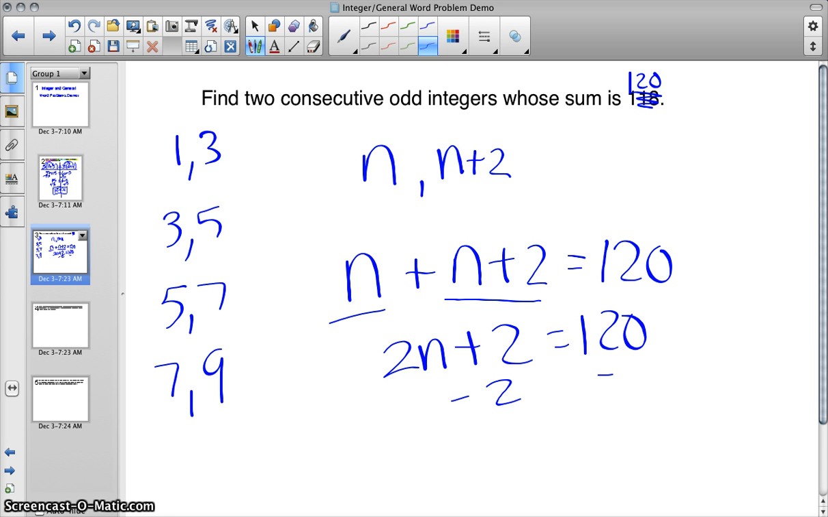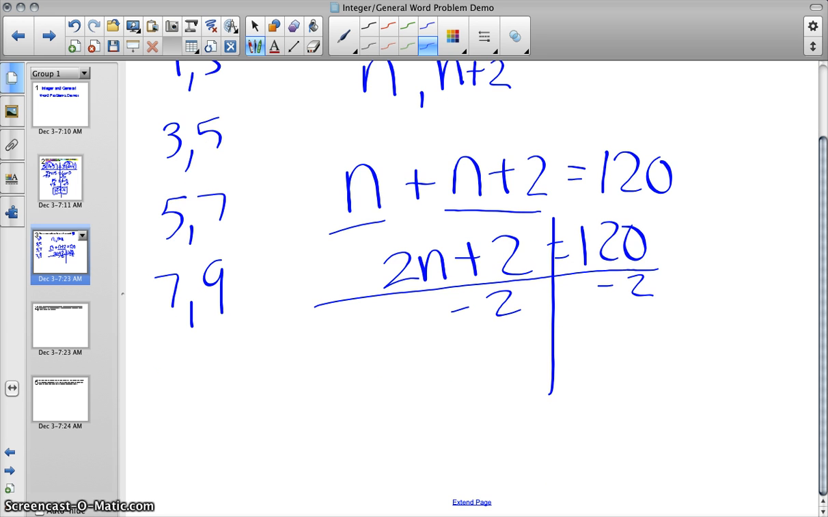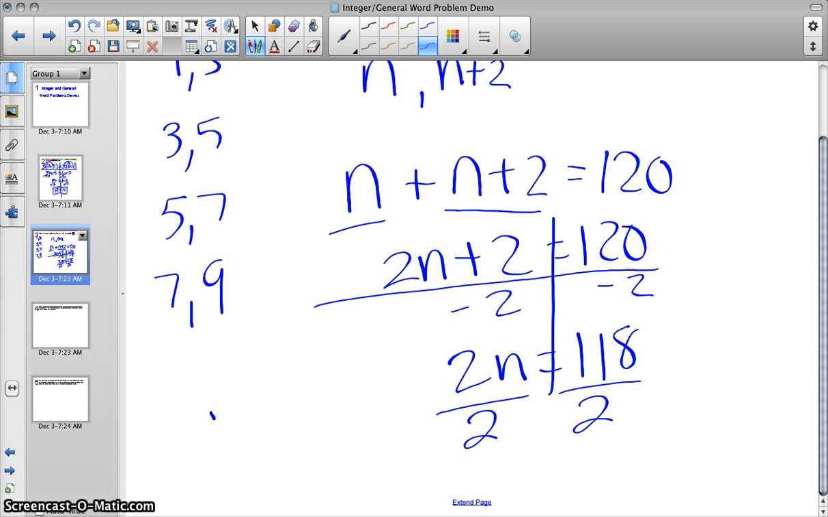Subtract 2 from both sides. Throw my T-chart in there for you. So you get 2n equals 118. Divide both sides by 2. And n is equal to half of 100 is 50, half of 18 is 9, so 59 would be my first odd number.